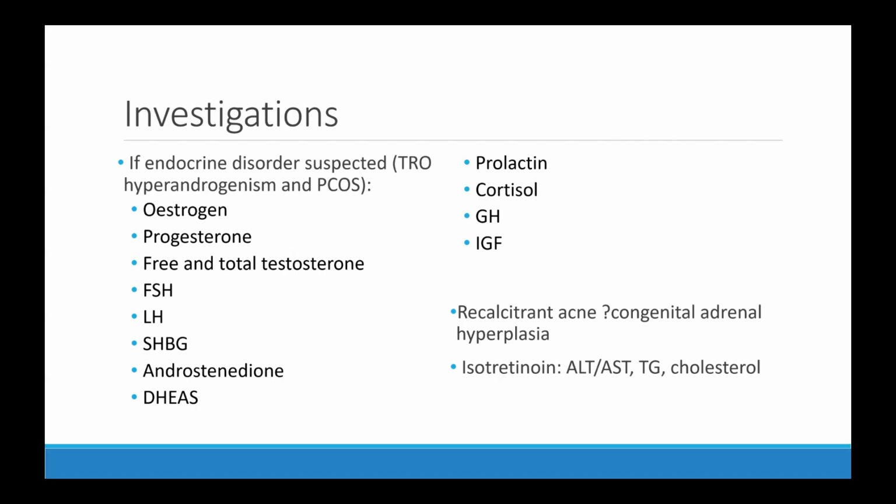Investigations for acne. If endocrine disorder is suspected, such as hyperandrogenism and PCOS, consider the following tests: estrogen, progesterone, free and total testosterone, FSH, LH, SHBG, androstenedione, and DHEAS, as well as prolactin, cortisol, growth hormone, and IGF. In recalcitrant acne, you have to exclude congenital adrenal hyperplasia. And before starting isotretinoin, remember to send off the lipid panel as well as liver function tests.